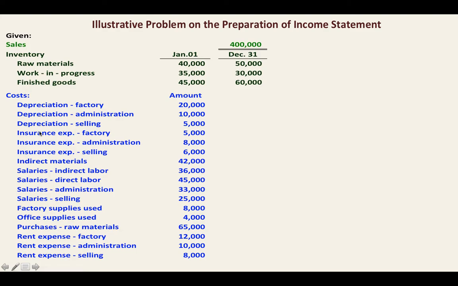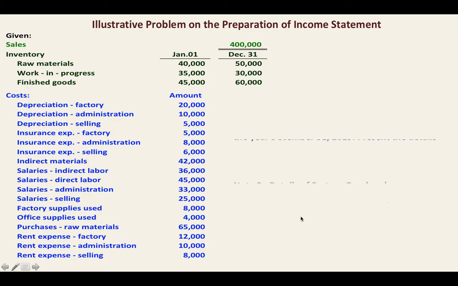And in some problems, instead of cost, it will be indicated as expenses, okay? And take note that the cost has a qualification, like if the cost is depreciation, then it was divided into factory, administration, selling. Okay, so there are several costs here.